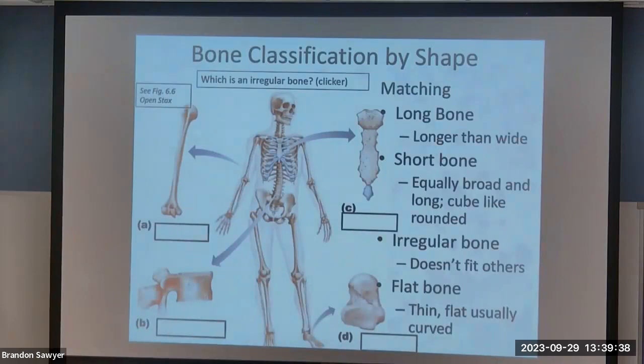Okay, we've got 4 primary classifications. So long bone, short bone, irregular, and flat. Why don't you just talk about those for a second with the people on your team, see if you can kind of match up which one would be which according to the description there, and then send in the answer to this one on your clickers. Which one of the examples there do you think is an irregular bone?